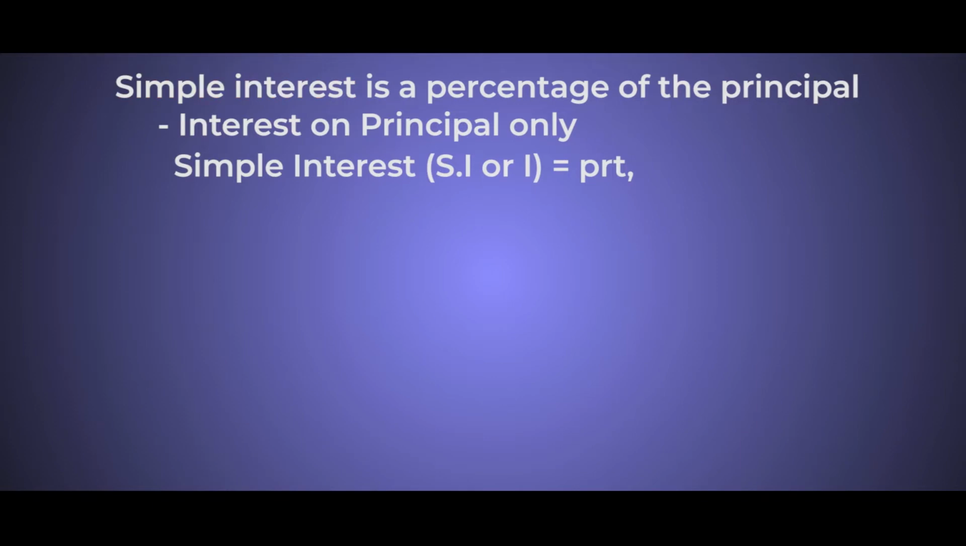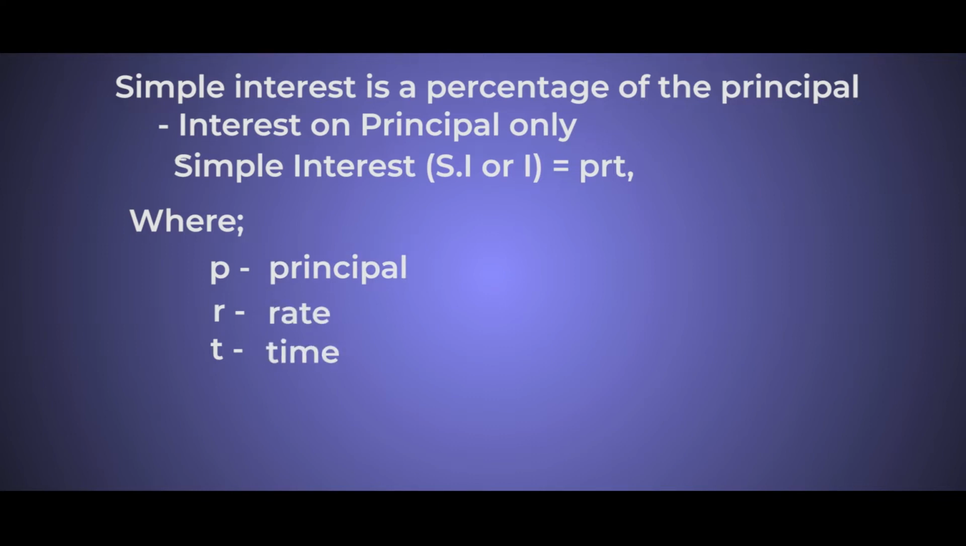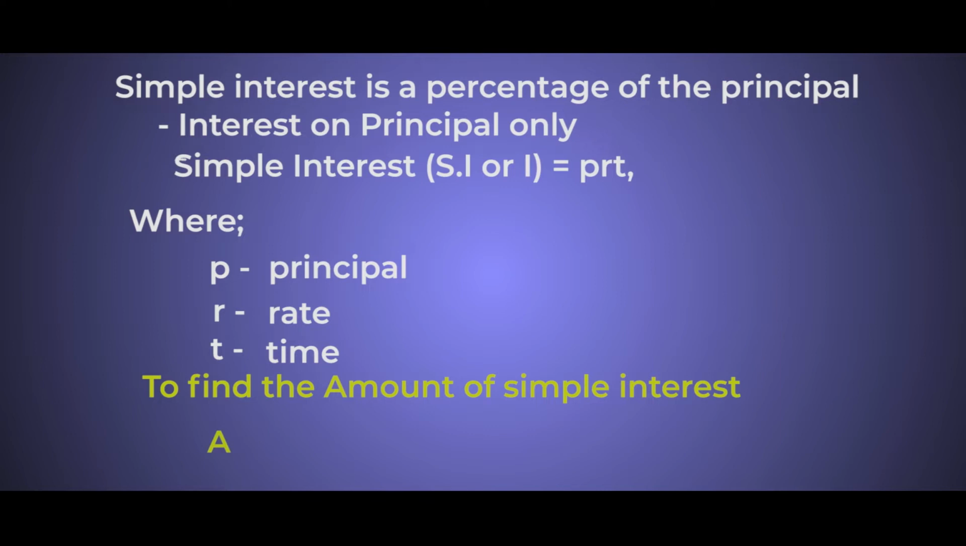Simple interest is interest calculated on principal. It is determined by SI, or just I, is equal to PRT, where P stands for principal, R stands for rate of interest, and T stands for time. And after having the interest, we have a total amount. That total amount is represented by A. So A is equal to interest plus the principal.